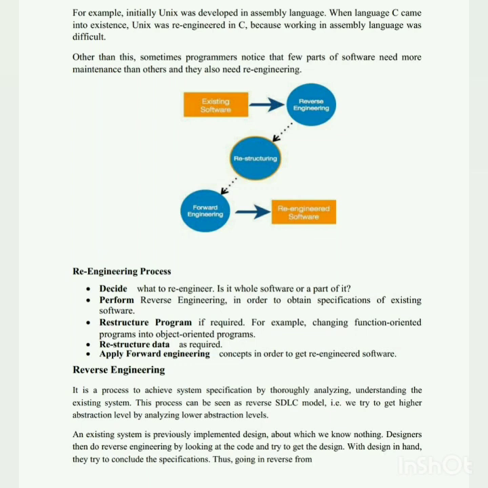After that, restructuring of the program. That means we already have the program written, but we want some modifications in it. It may happen that previously we had function oriented programs and now we need them in object oriented form. So just convert the function oriented programs into object oriented programs. That means restructuring of the program is the third step in re-engineering.